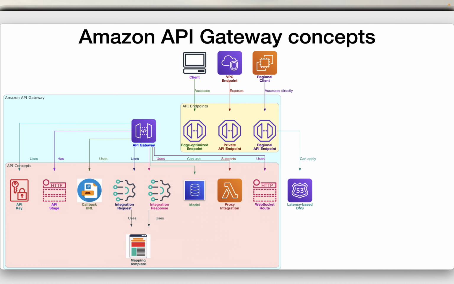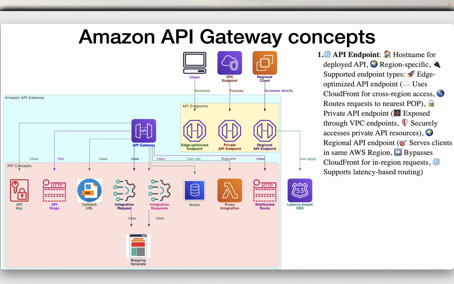Okay, now let's cover all the API Gateway concepts. The first one is API endpoint, a host name for an API in API Gateway that is deployed to a specific region. The host name is of the form API ID, then .execute-api.region, so the region will be part of it, like us-east-1, us-west-1, us-west-2, .amazonaws.com. So in the endpoint you will see the region being mentioned.